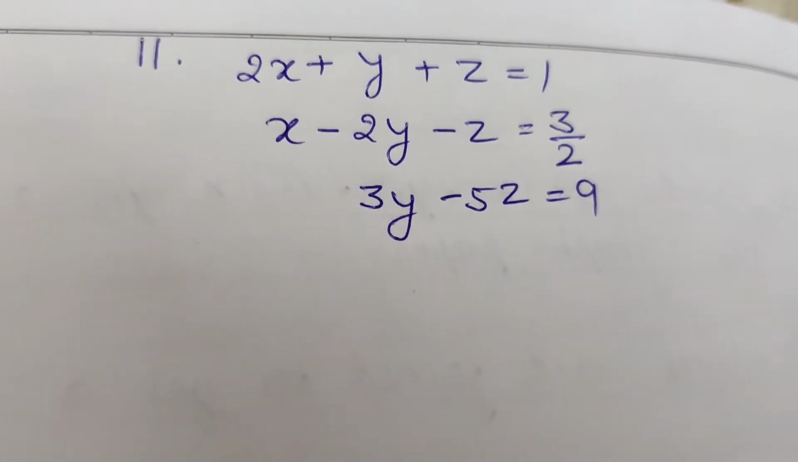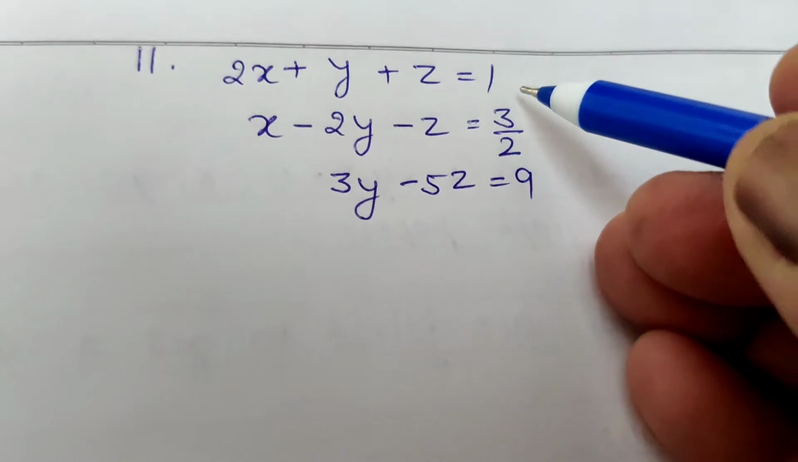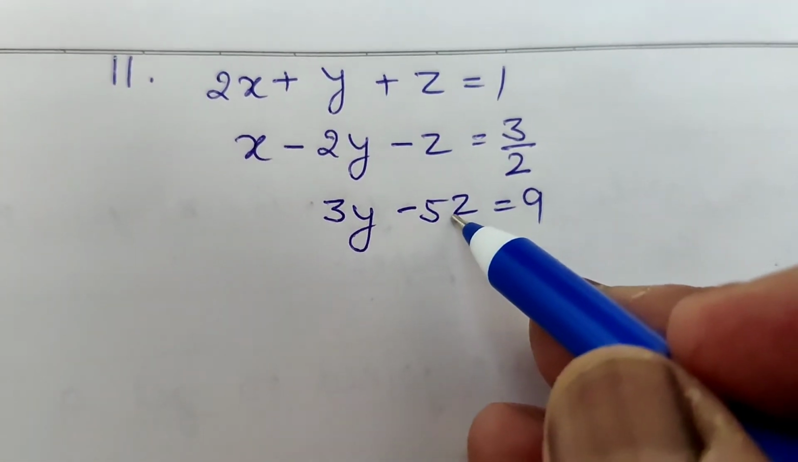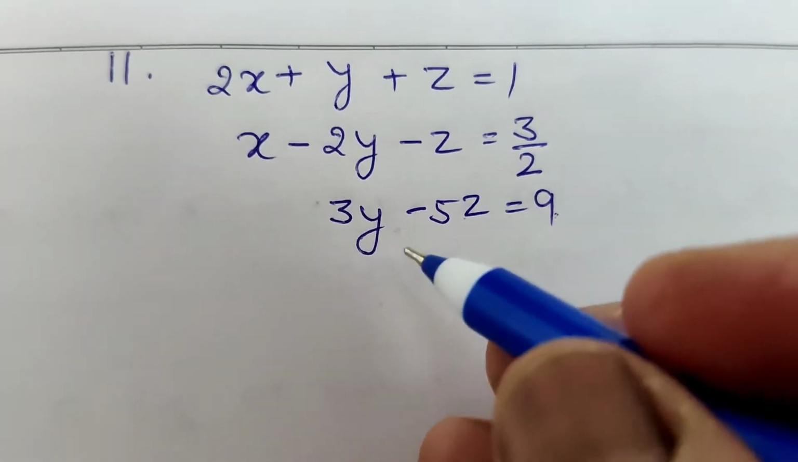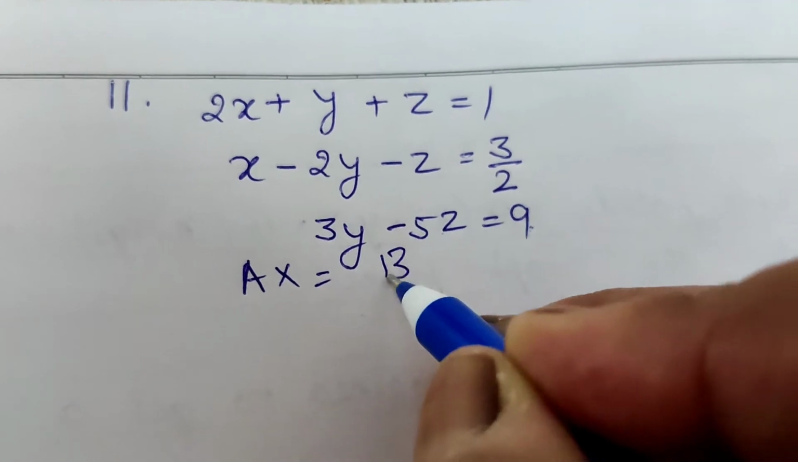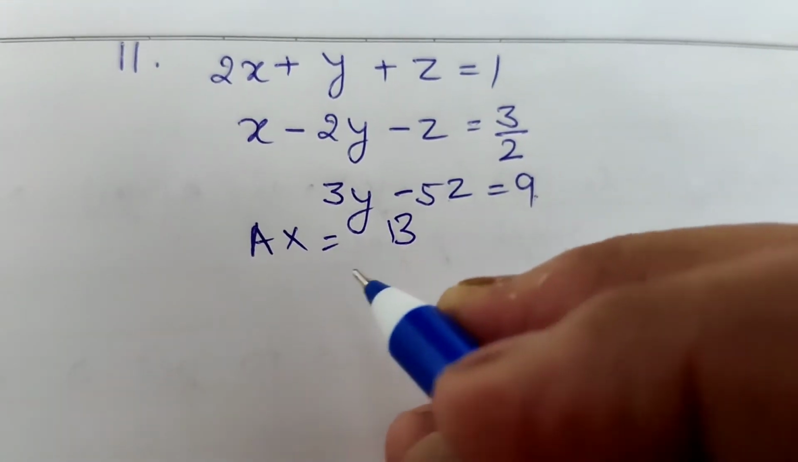Question number 11. 2x plus y plus z equal to 1, x minus 2y minus z equal to 3/2, 3y minus 5z equal to 9. Now this equation is of the form AX equal to B.